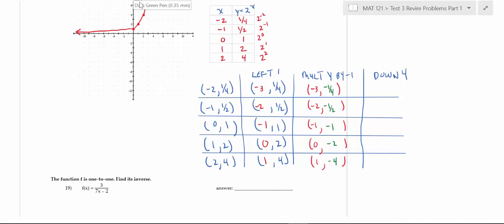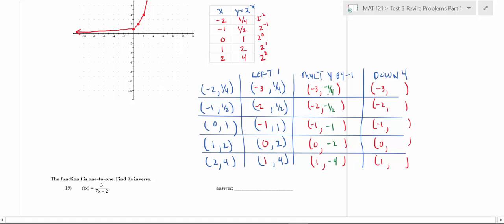Okay, now we got one more thing to do. We got to go down 4. So again, when we do our points, down 4 doesn't affect x values, so we're going to leave this alone. Then we're going to take all these points and take them down 4 to get our final answer. So what we'll end up doing on this is down 4.